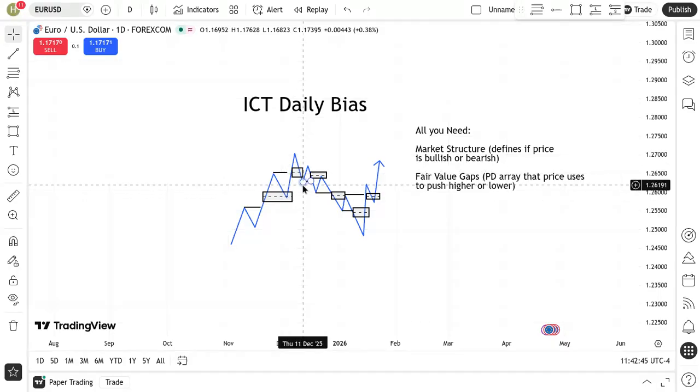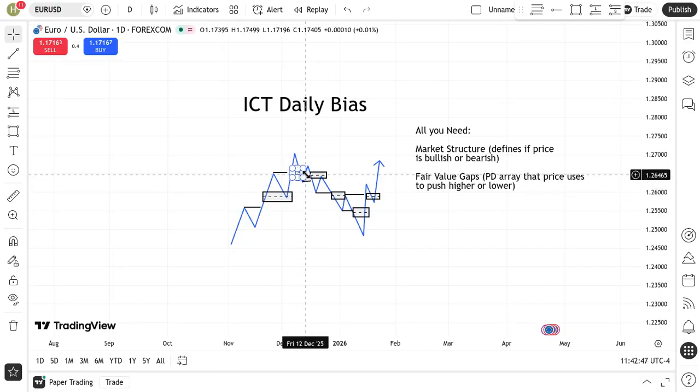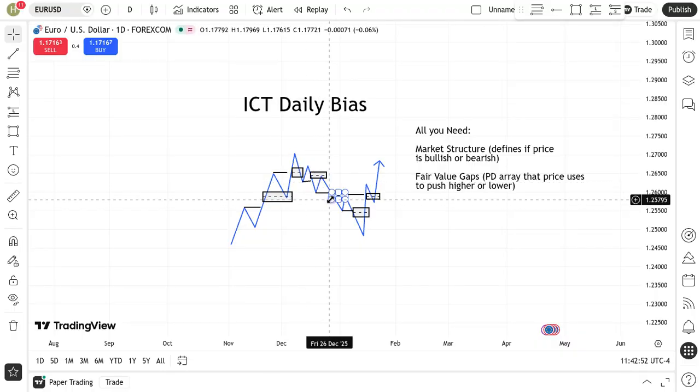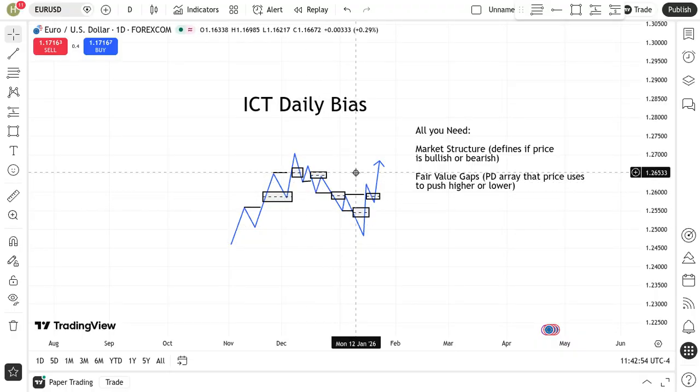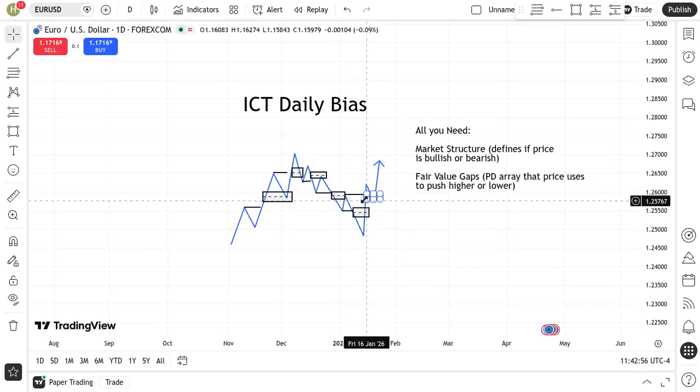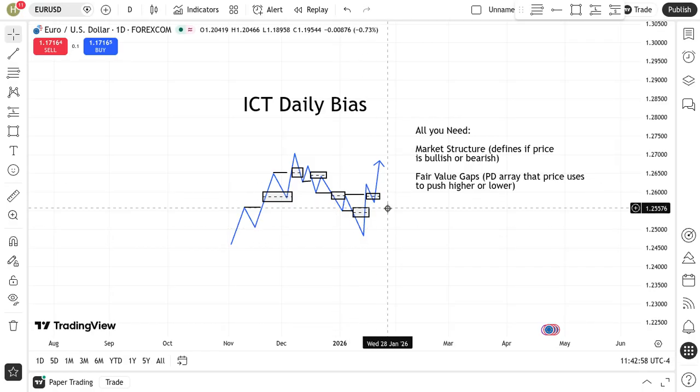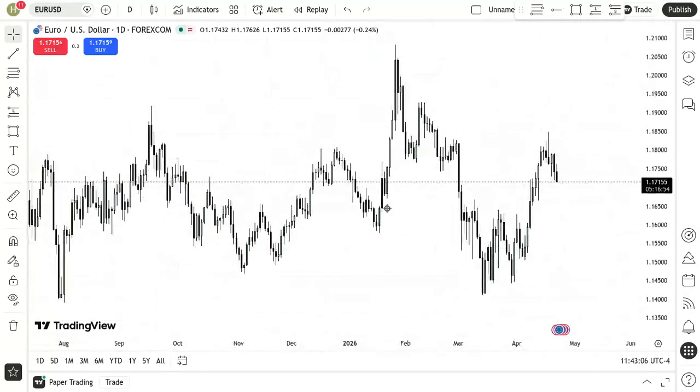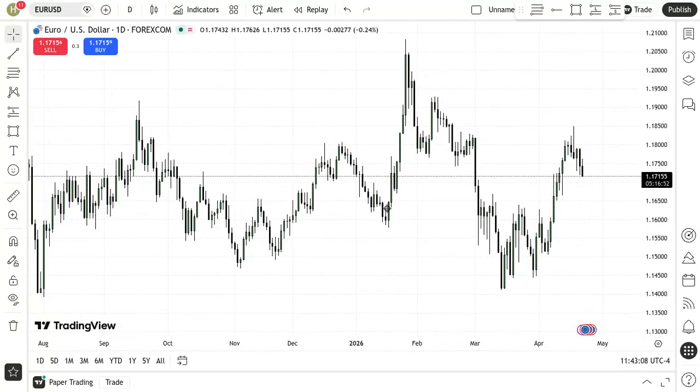There are times when price will reject the gap, then break structure and go the other way, like in this scenario right here, and then it continues. You just use these two steps to follow price action. Let price show you where it's going. ICT Daily Bias does not need to be hard. It's actually very simple. Now let's go to some live chart examples.